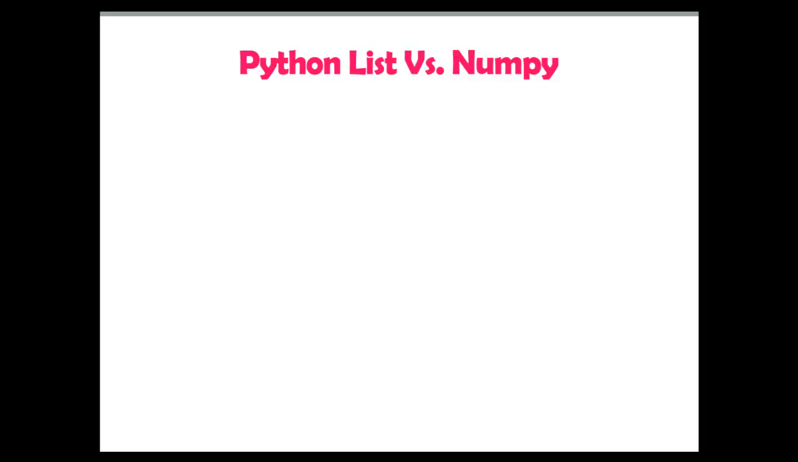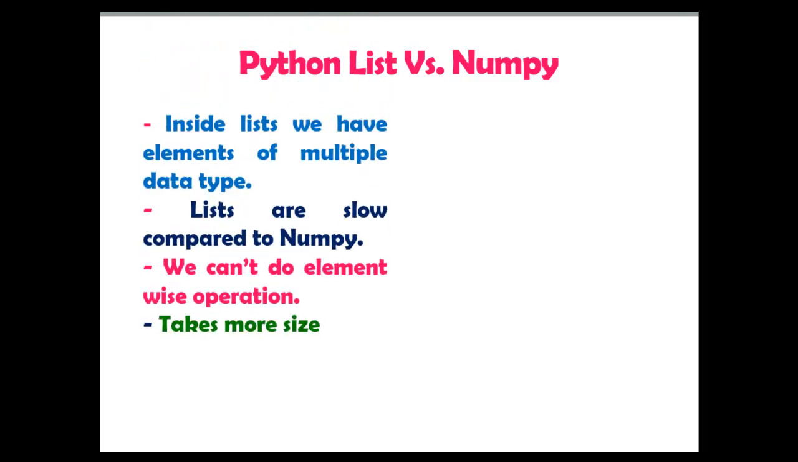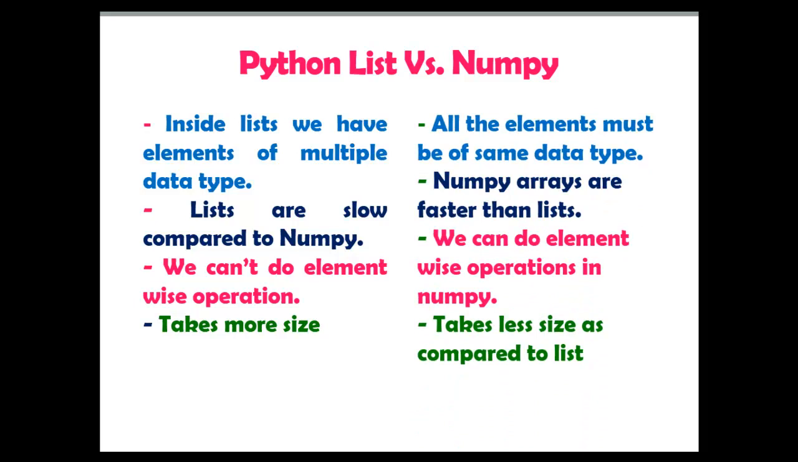Now here you can see the difference between Python list and NumPy. First, inside list we have elements of multiple data types, but in NumPy all the elements must be of same data type. Second, lists are slow compared to NumPy. NumPy arrays are faster than list. Third, we can't do element-wise operation in Python list, but we can do element-wise operation in NumPy. Fourth, list takes more size compared to NumPy. NumPy takes less size as compared to the list.